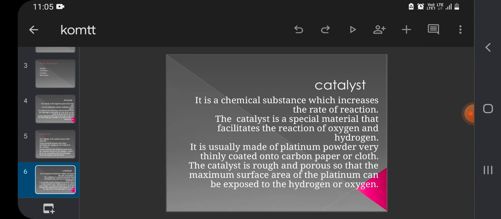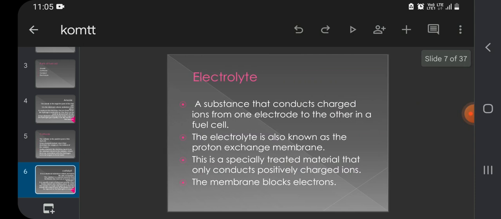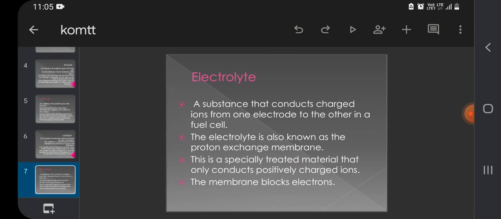Catalyst is a chemical substance which increases the rate of reaction. Catalyst is a special material that facilitates the reaction of oxygen and hydrogen. It is usually made of platinum powder, very thinly coated onto carbon paper or cloth. The catalyst is rough and porous so that the maximum surface area of platinum can be exposed to the hydrogen or oxygen.